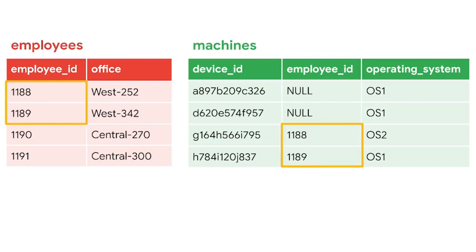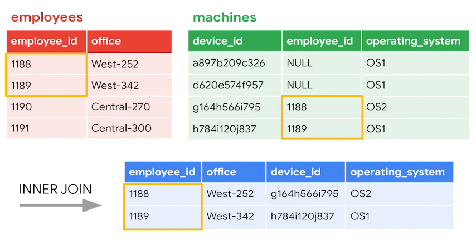Let's say we choose employee ID in both tables to perform an inner join. Let's look at the 2 rows where there is a match. Both tables have 1188 and 1189 in their respective employee ID columns, so they are considered a match. The result of the join is the 2 rows that have 1188 and 1189, and all columns from both tables.